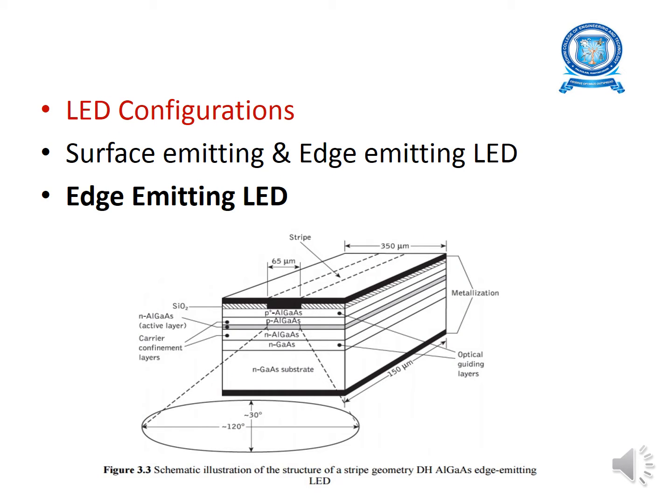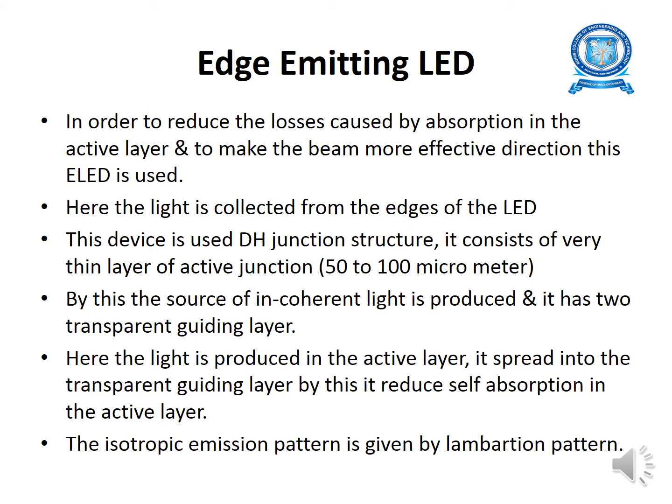Now we are going to see the LED configuration. Generally, the LED configuration is classified into two categories: surface emitting LED and edge emitting LED. Now we are seeing the edge emitting LED. This is a pictorial representation of the edge emitting LED. In order to reduce the losses caused by absorption in the active layer and to make the beam more directional, this edge emitting LED is used. Here the light is collected from the edges of the LED.